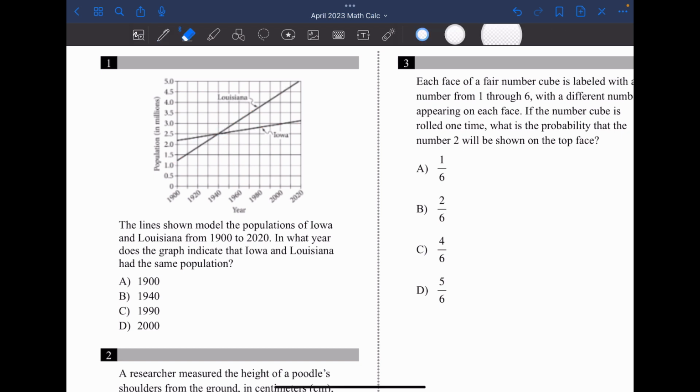So, let's erase these lines, but now let's follow and trace where this point where they meet is at. So this would be at 1940, so that's literally the answer, 1940, because at this point, they both had a population of 2.5 million people, and that's it. Yeah, so 1940 is the answer.